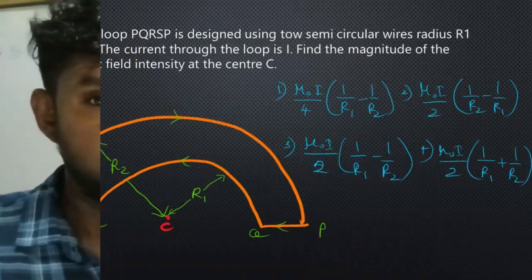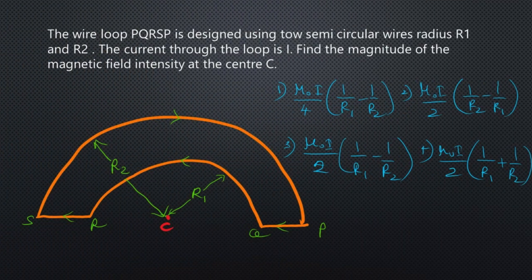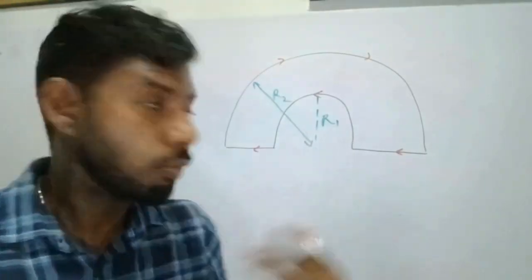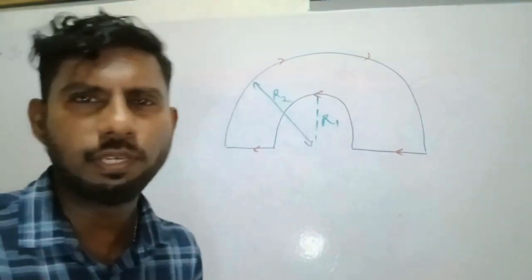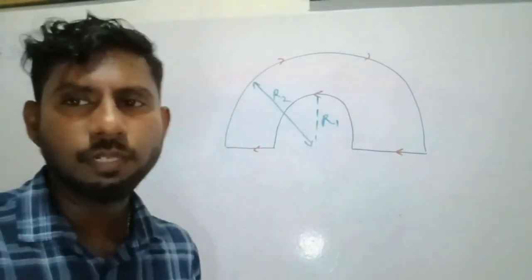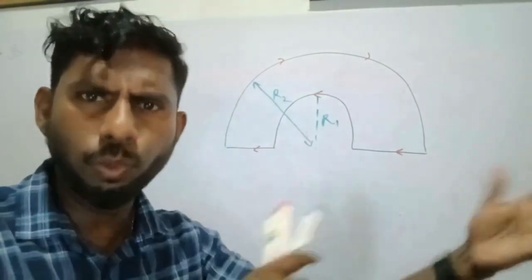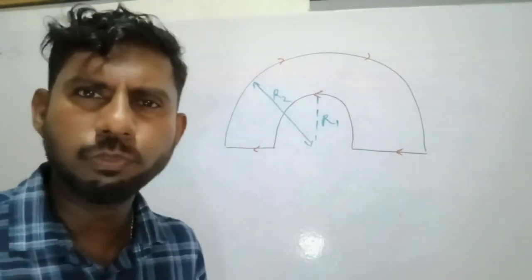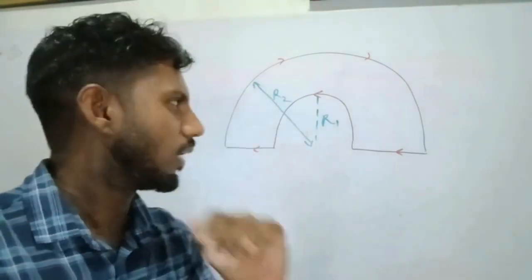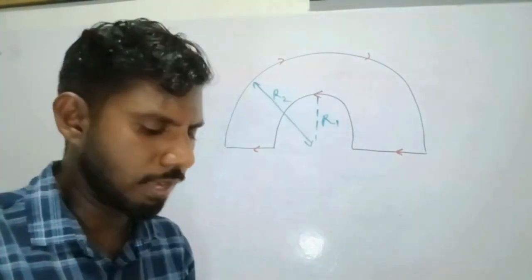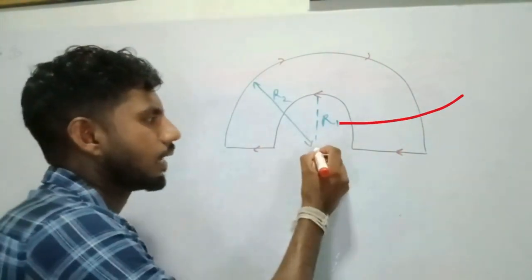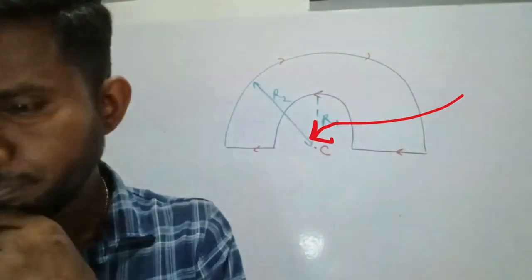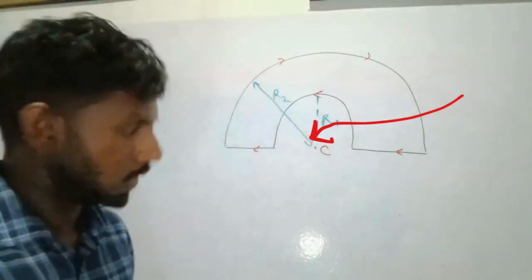Let's move on to the other question. Now we are in the second question. If you could do the first question, you can do this question as well. If you couldn't, the second question will be challenging, but go through the explanation, then come to this question, and you will be able to do it for sure. So let's get into the question. In this question, they are asking us to find the magnetic field intensity at this point C.